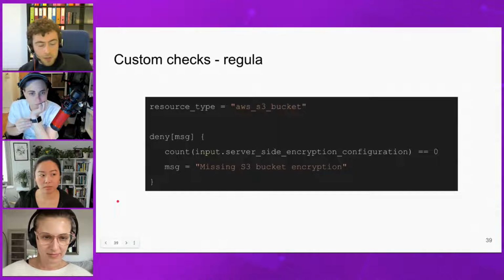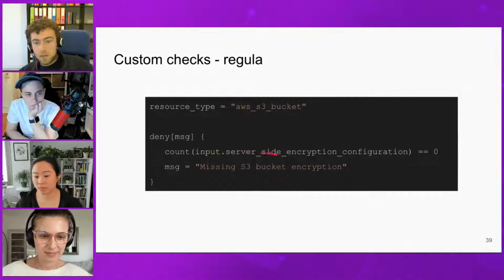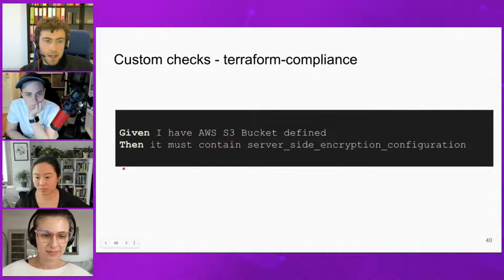Regula uses the OPA language, the Rego language. In this case, it's pretty simple, but basically we can say it applies to S3 buckets, and we want to deny the resource if something matches. And Terraform Compliance is an interesting one.